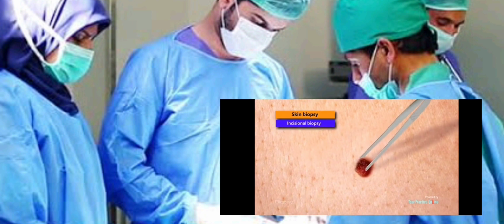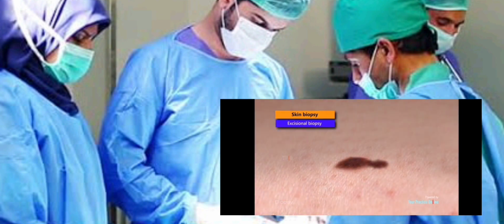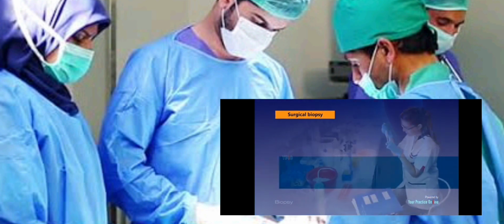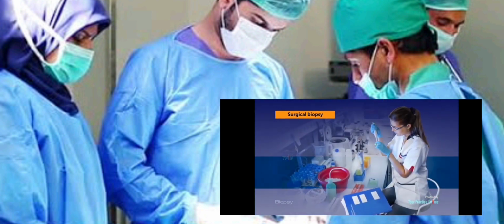Incisional biopsy uses a scalpel to remove a small area of skin. Excisional biopsy involves removal of the entire skin lesion or lump. Surgical biopsy. When the area of abnormality is difficult to access by other methods, a biopsy may be obtained by making an open incision and removing all or part of the abnormal tissue. The sample tissue obtained is sent to the laboratory for microscopic analysis.